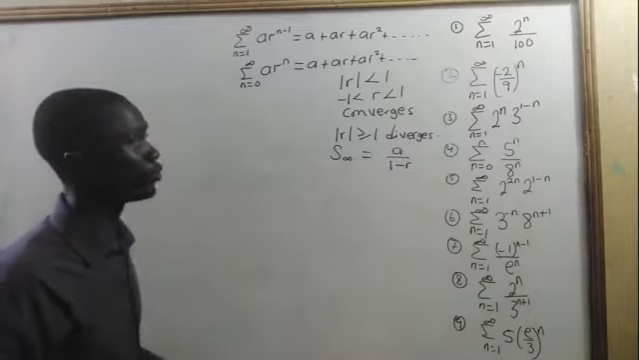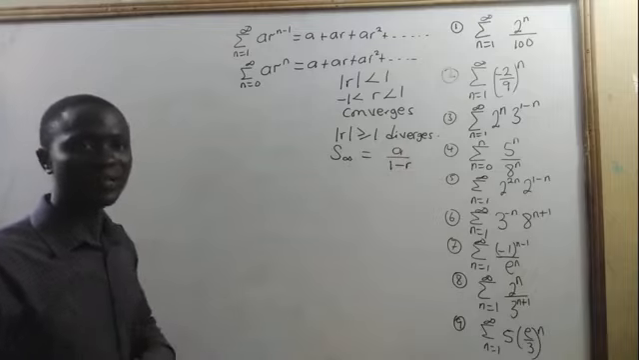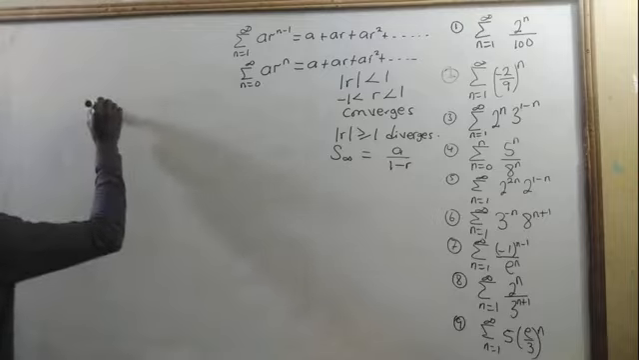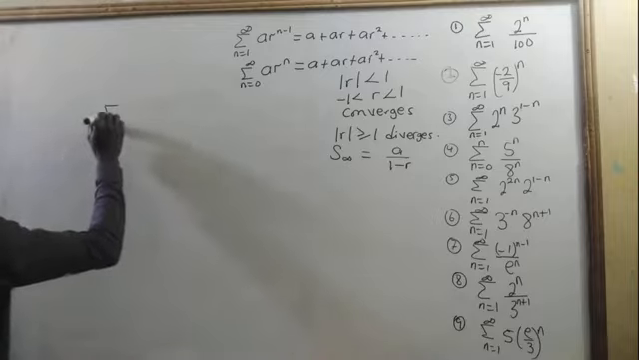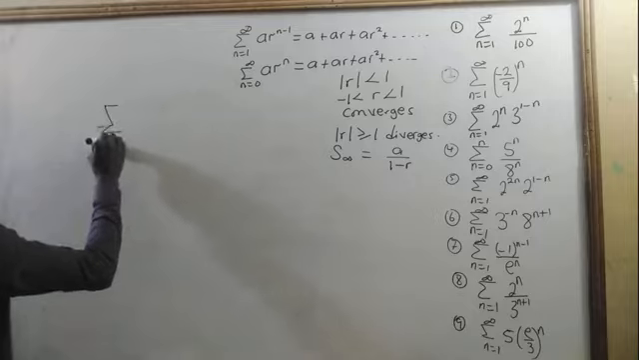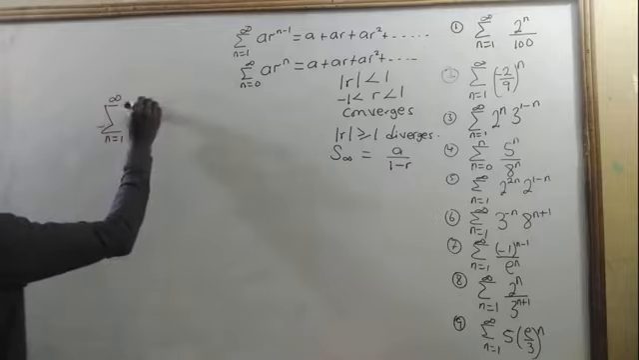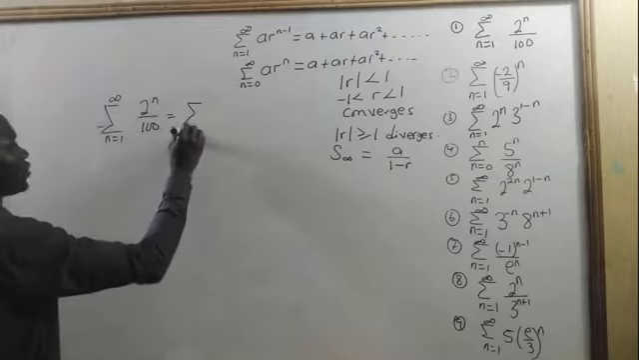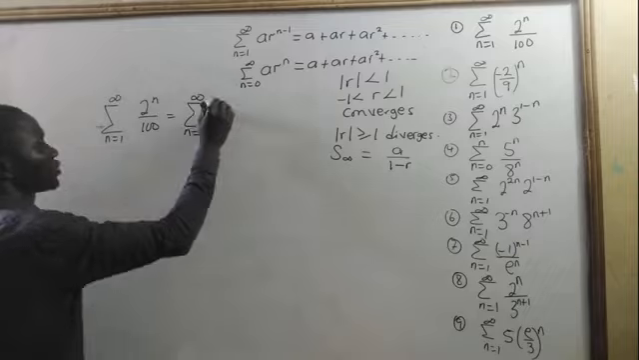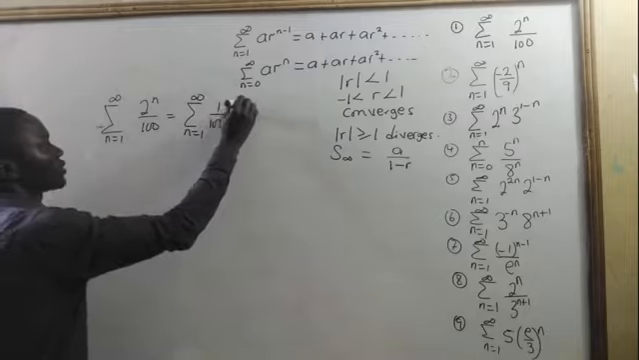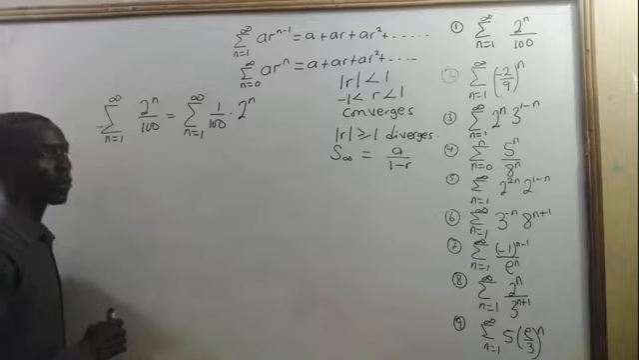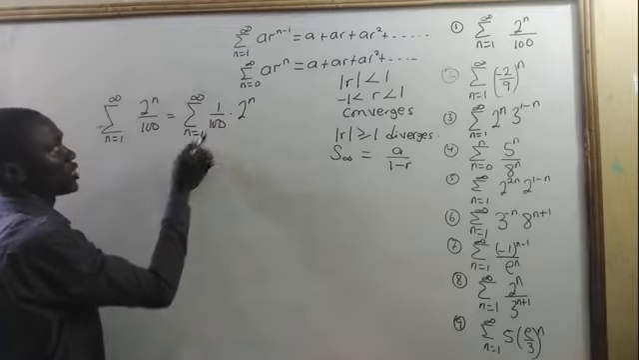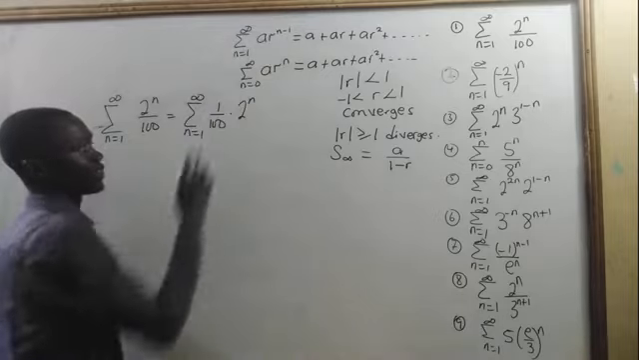Now let's go through the following examples to determine the divergence and the convergence of a geometric series. If you take the first one, you have summation from n equal to 1 up to infinity, 2 exponent n divided by 100, which is equal to summation from n equal to 1 up to infinity, 1 divided by 100 times 2 exponent n. We have to write this either in this form or in that form. But since n equal to 1, it is good for us to put it in this form.